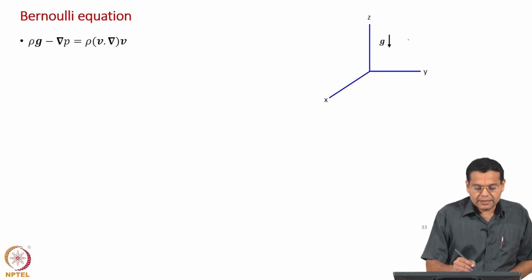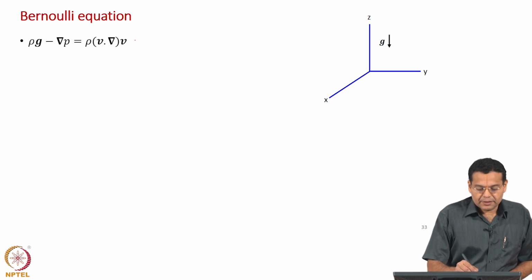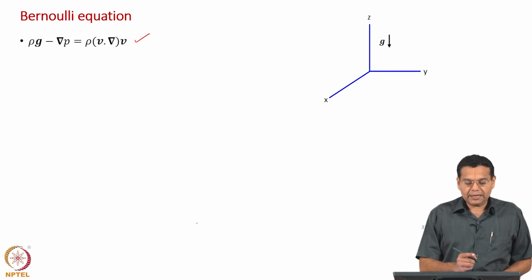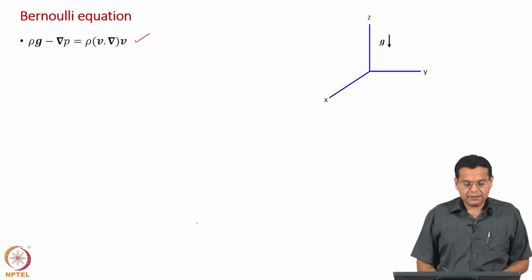So, this is the steady state Euler equation, where we have taken only the convective acceleration, okay. And we discussed the vector identity.